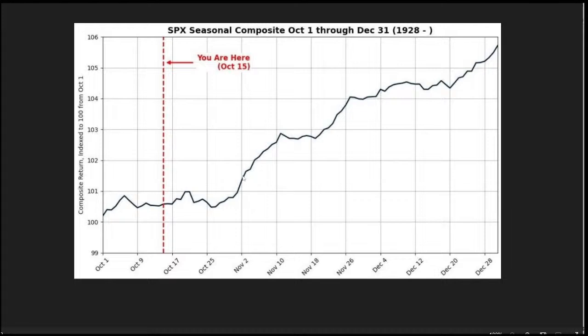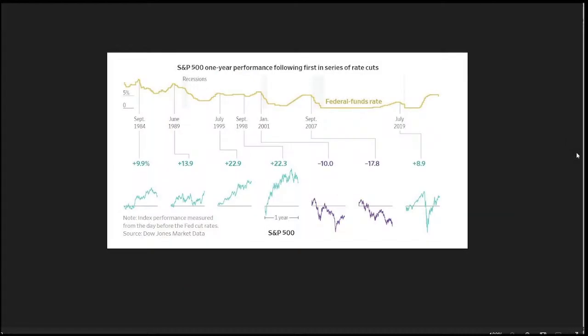You've got the beginning of November, and of course, as we can see on this graph of seasonality, November is typically a really strong month. And then there's the whole debate about what the Fed's going to do in November.